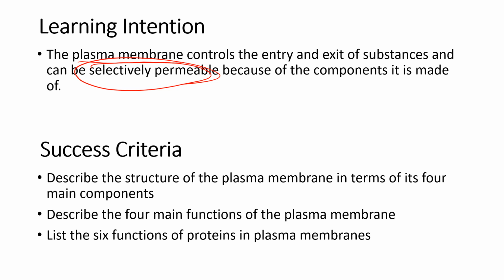So we're always thinking of the plasma membrane as the border of a country, or like the bouncer in a club that's only letting through some things and not letting in others. So what you should be able to do after this section is describe the structure of the plasma membrane in its four main components, and then describe the four main functions that plasma membranes carry out for cells, and know some of the functions that proteins have in a plasma membrane.